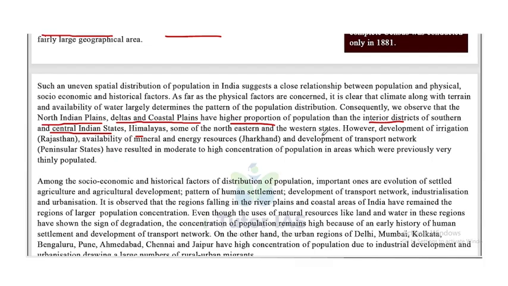However, development of irrigation, that is in Rajasthan, availability of mineral and energy resources, that is in Jharkhand, and development of transport network have resulted in moderate to high concentration of population in areas which were previously very thinly populated.